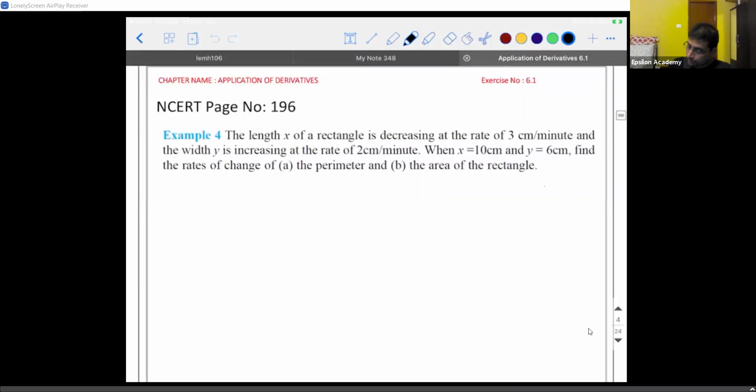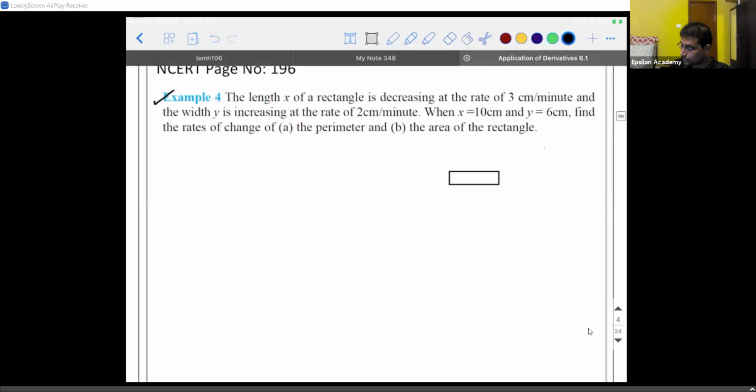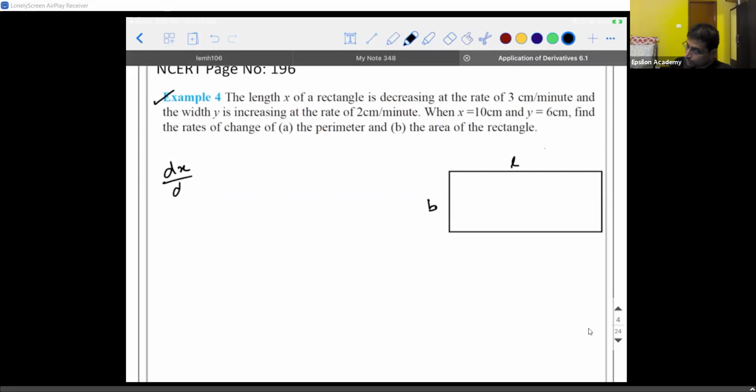Now let's solve some more problems. Example number 4: the length x of a rectangle is decreasing at a rate of 3 centimeter per minute. So there is a rectangle whose length I'll call x and breadth I'll call y. dx by dt is 3 centimeter per minute.